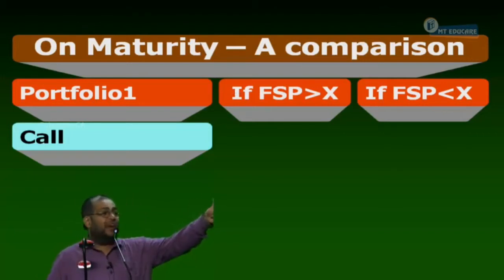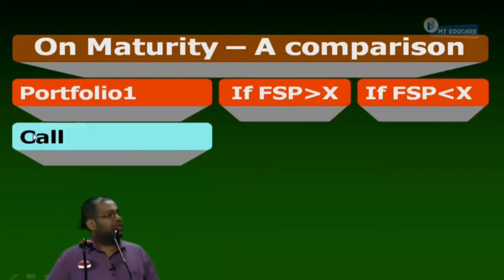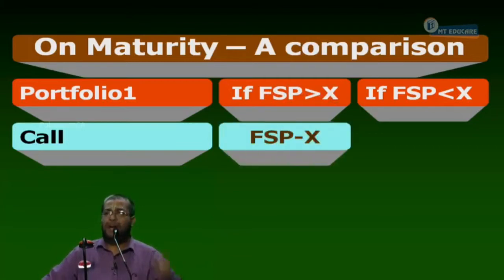We wrote VC in all the strategies on the maturity date. So on the maturity date, what is the worth of the call? Worth is nothing but benefit. On the maturity date, what is the worth of the call here? The call gives me a right to buy at strike price a share worth FSP. So what I get is FSP. What I give is a strike price. So the call gives me a value, a benefit of FSP minus X.